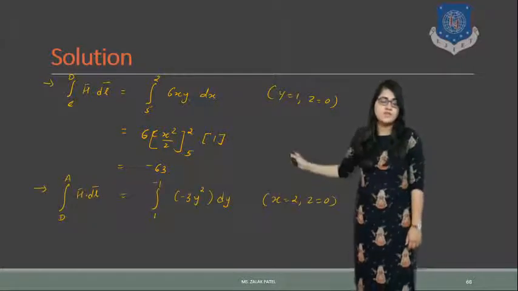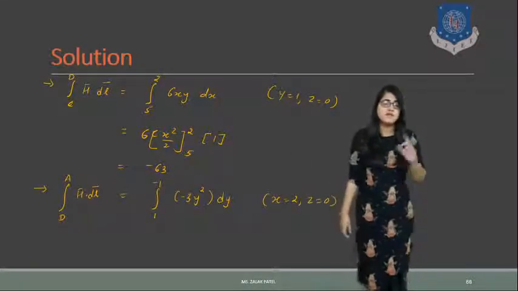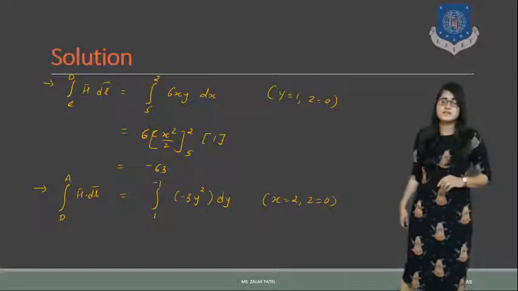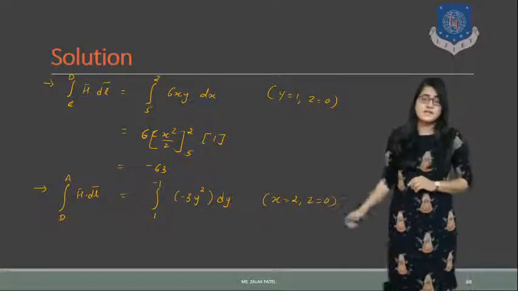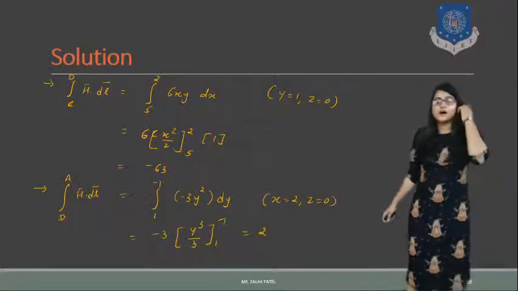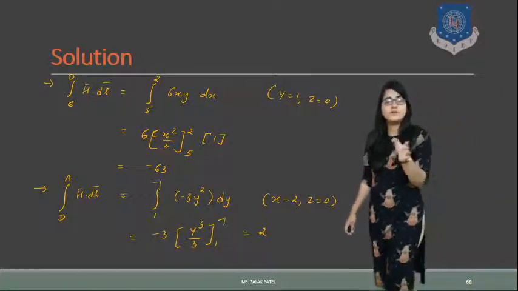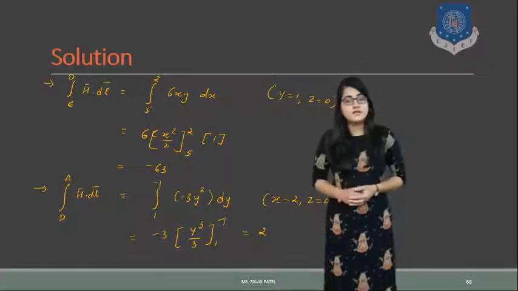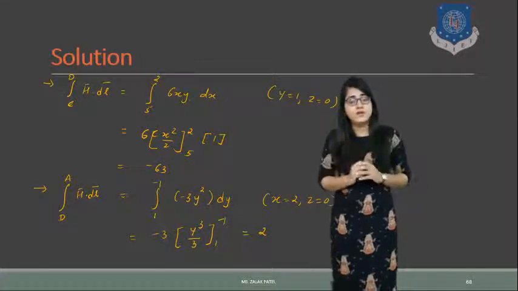Similarly for D to A, from 1 to -1, but for this you have to keep x constant, x is 2 and z is 0. So if you do the integration, you get the answer 2. So this is how you can solve all the four different parts of the integration, that is, the rectangular path.